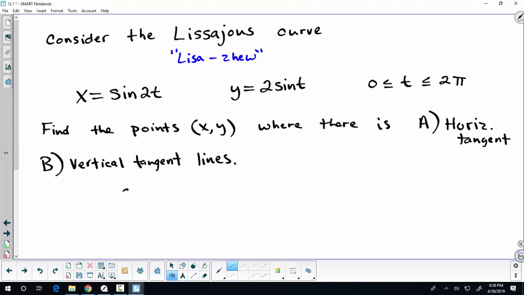Okay, so here's the reminder. The derivative of y with respect to x is the derivative of y with respect to t over the derivative of x with respect to t. So let's first think about how we're going to solve A and B independently, and then we'll do that. So here's our derivative. As mentioned, we've got a horizontal tangent when your derivative is equal to 0. So when is our derivative equal to 0?